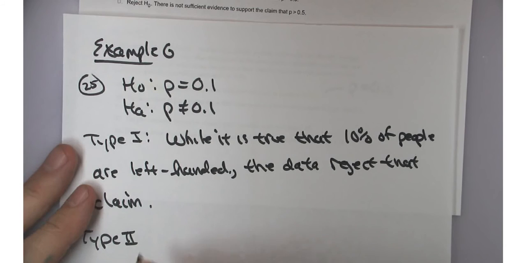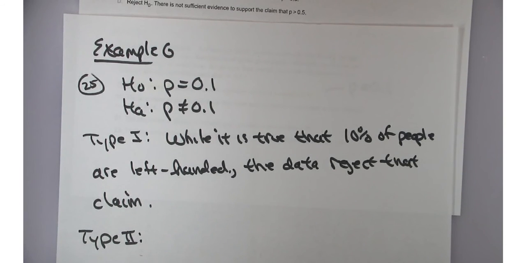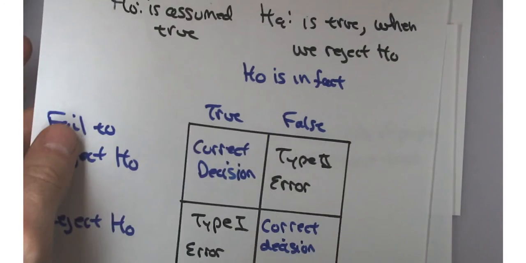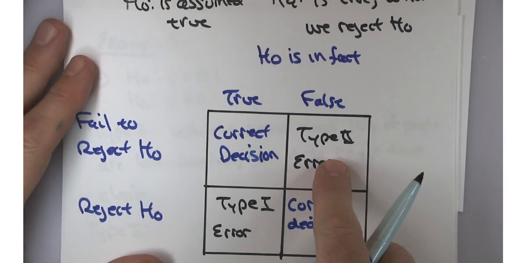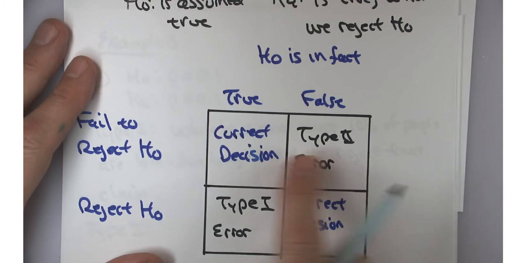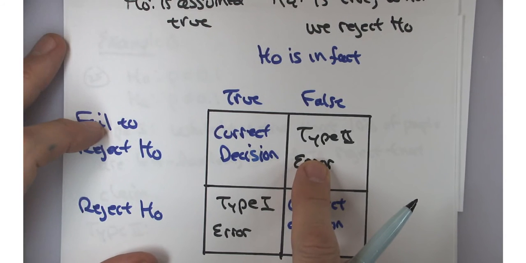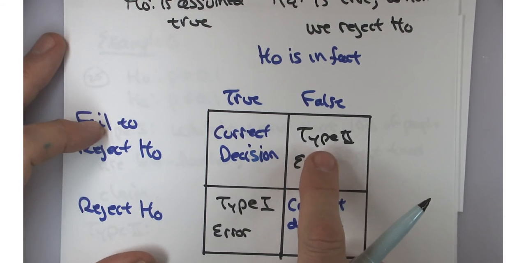How about a type 2 error? Well, let's remind ourselves what a type 2 error is. This stuff is pretty fresh. Type 2 error: H naught is false, and even though it's false, our data don't lead us to reject that claim. Meaning, we can't say that it's false because we don't have enough evidence, so we're just going to accept it. That's really what's happening in that case.